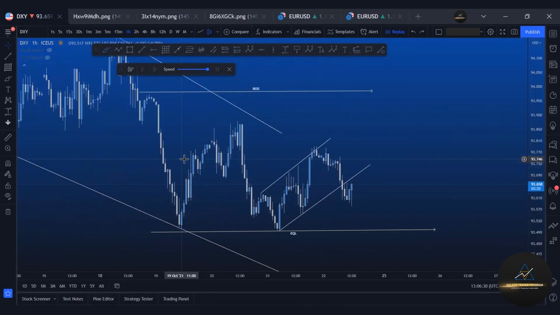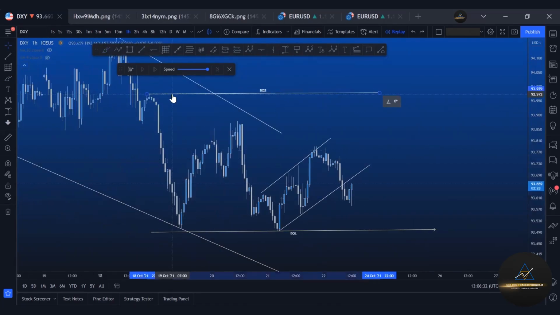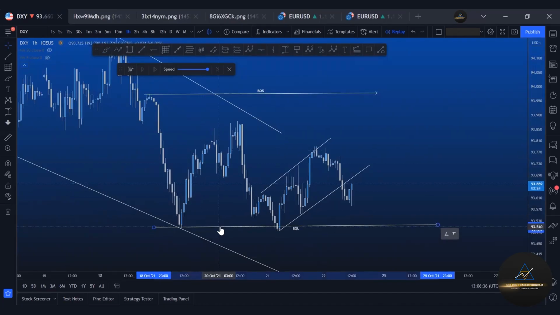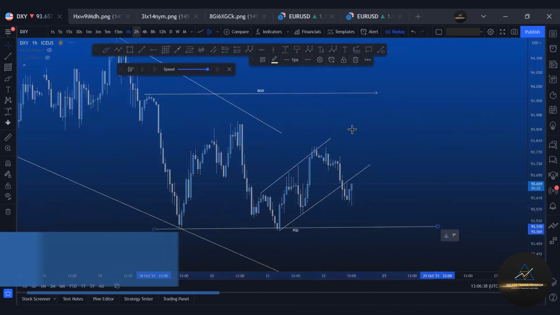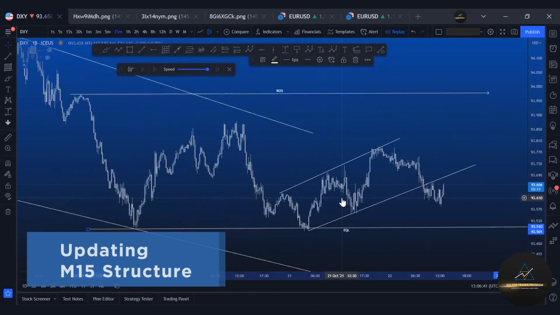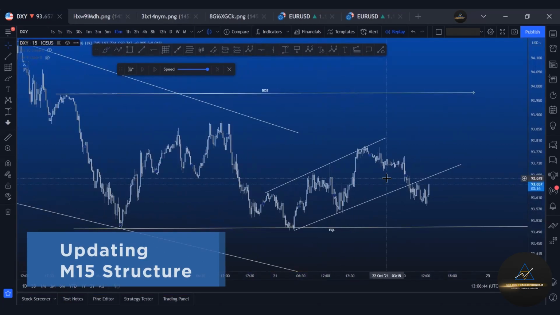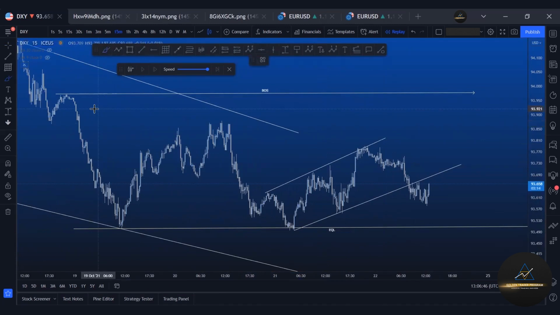So if we follow, structure is still stuck within this range, right? It's still stuck within that range. So let's actually see what could potentially happen. Let's go to the 15-minute now. So on the 15-minute, now we're going to update everything. We go back in time.